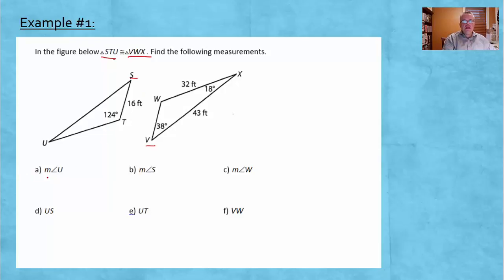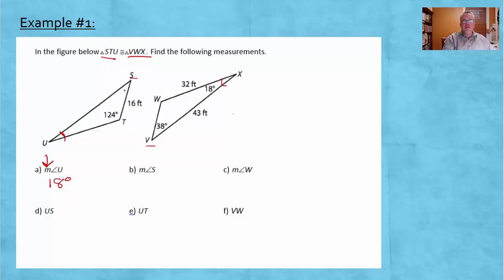Okay, so the first thing is we want the measure of angle U. That's what this little m here means. That means the measure. So how many degrees is angle U? Well, when I look at angle U, there's nothing there. But what I have to do is look at the corresponding part in the other triangle. If angle X is 18 degrees, angle U has to be 18 degrees also, because they're corresponding parts and they have to be congruent since the triangles are congruent.